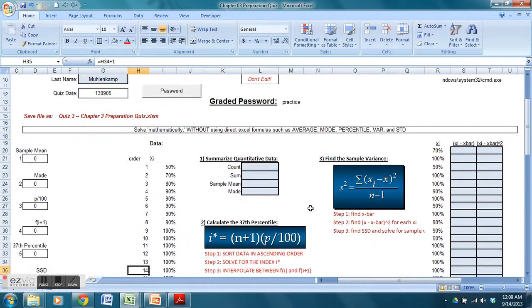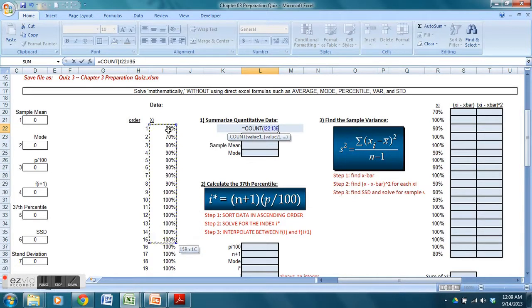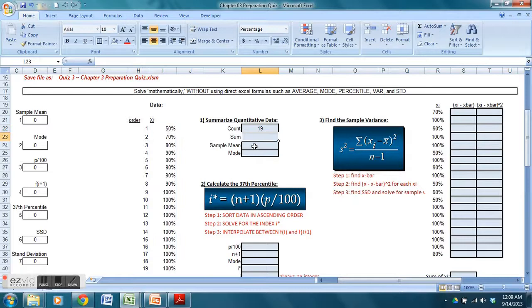1. Summarize the quantitative data. The count. Count is just how many data points we have. Each data point is represented by xi. So I can see that the count is 19, or if I want to use a formula, I can hit equals count and select all of the data. 19. Sum. Just use a nice sum formula here.